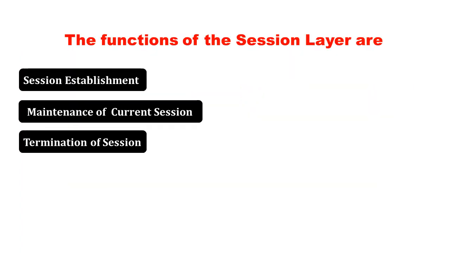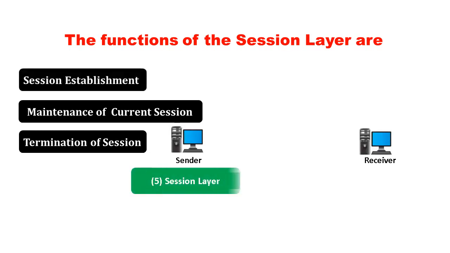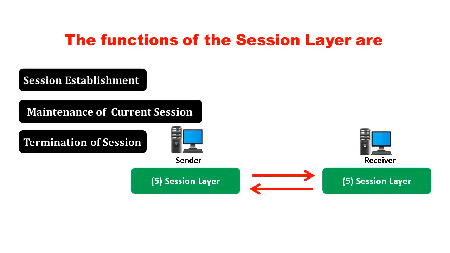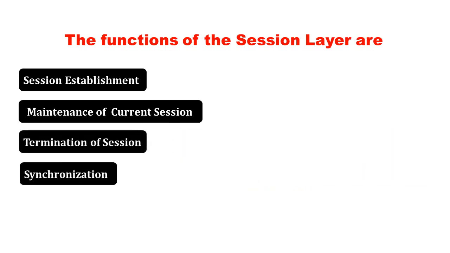The functions of the session layer are session establishment, maintenance of the current session, and termination of the session. Let us understand synchronization. Through the synchronization process, data loss is avoided by adding checkpoints, which are considered synchronization points, into the data, and these synchronization points help to identify the error so that the data can be resynchronized properly as the end of the message is not cut prematurely.